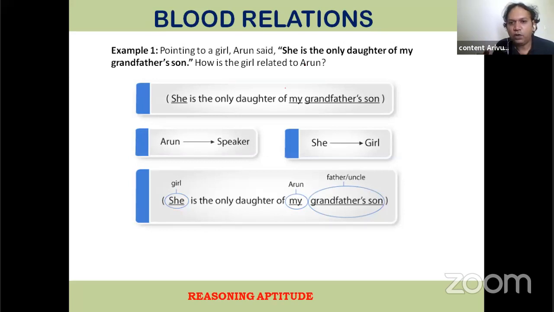If she is the daughter of Arun's father, then she is Arun's sister. And if she is daughter of Arun's uncle, then she is Arun's cousin. That is why the answer is she is either sister or cousin. If cousin is not in the answer option, then sister would be right. There's nothing wrong with that. Because grandfather's son, in the basic term, we mean grandfather's son is father. But please look at the answer option carefully before marking the answer.